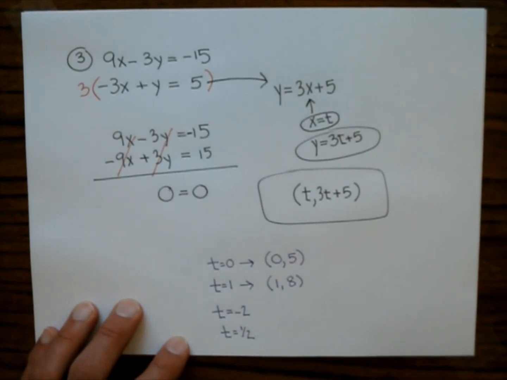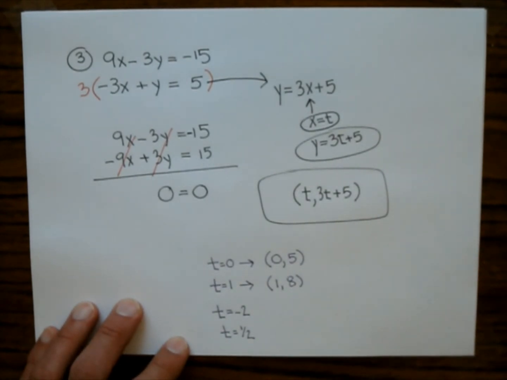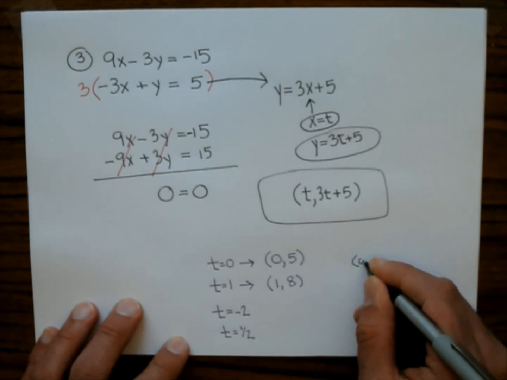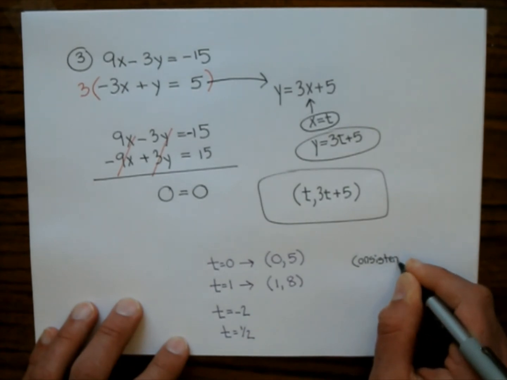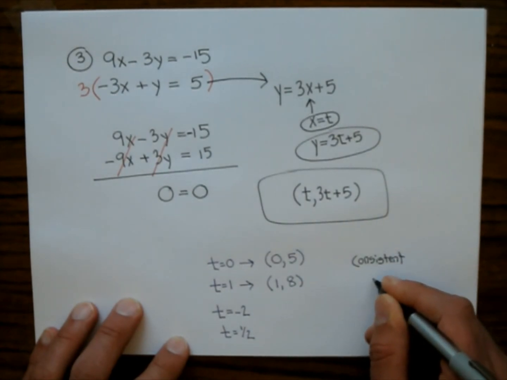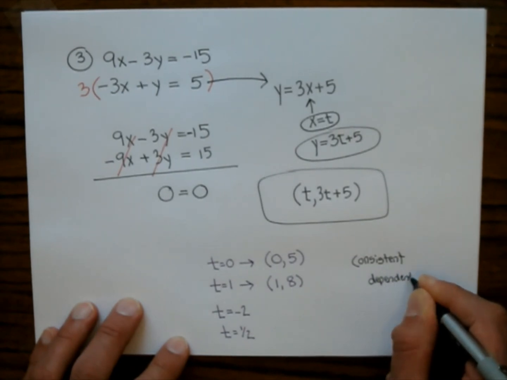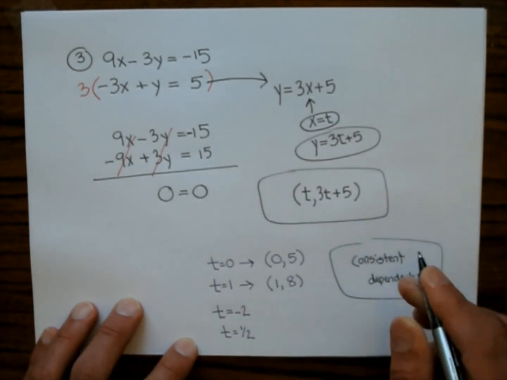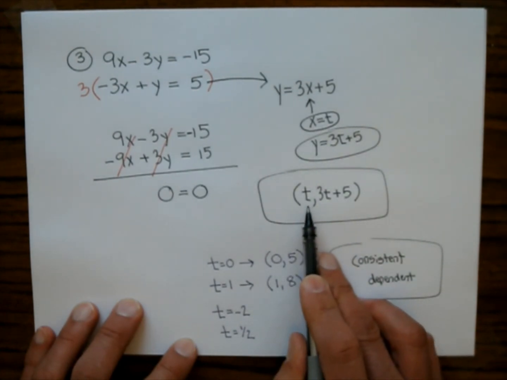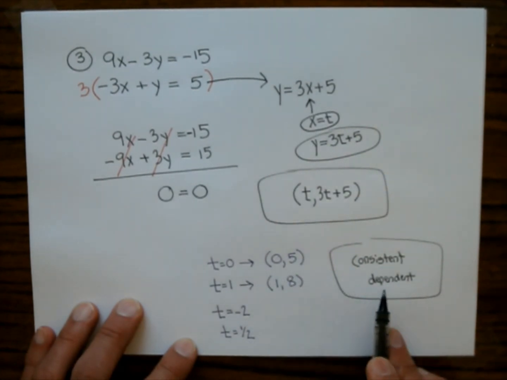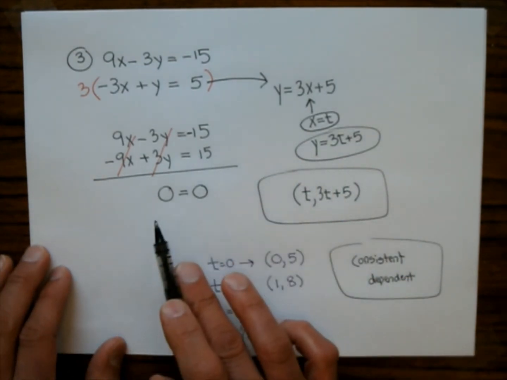Another thing that we want to say is this thing has infinitely many solutions, and you can look back on that other sheet. It's going to be consistent because there's at least one solution, but it's also dependent. And that is just how it's labeled. The reason they use the word dependent is because whatever point I get depends on what value of t I choose. So it depends on your parameter. So that is what we have here.